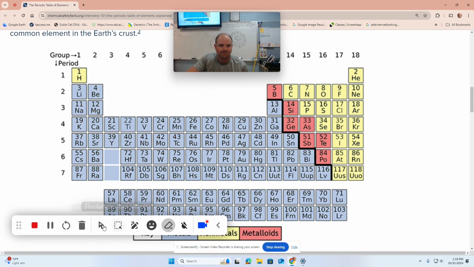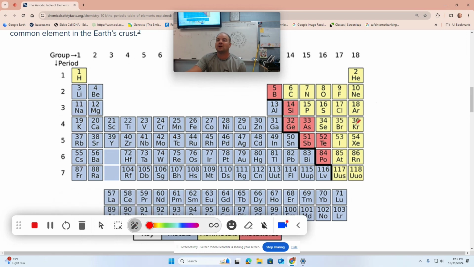Now, the third row corresponds to the third energy level, the third ring, the third orbital. How many elements are in the third row? 8. So it also could have a maximum of 8 electrons.